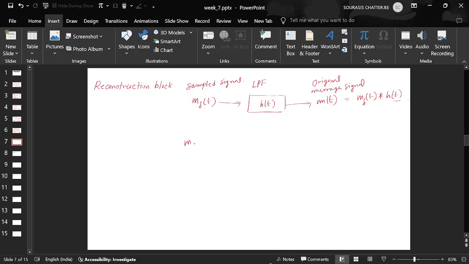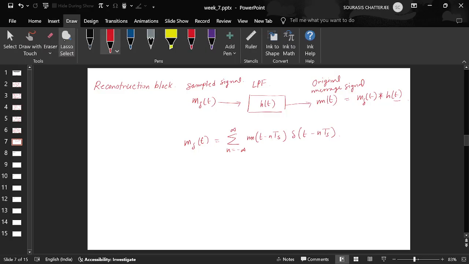So if we write the sampled signal expression, that we have already seen, it is nothing but the product of the message signal with the infinite impulse train. Made a mistake here. M times nTs.